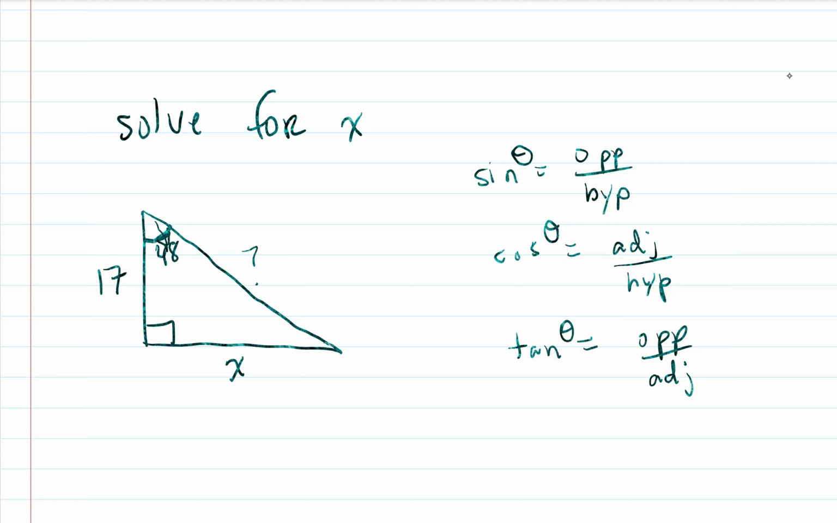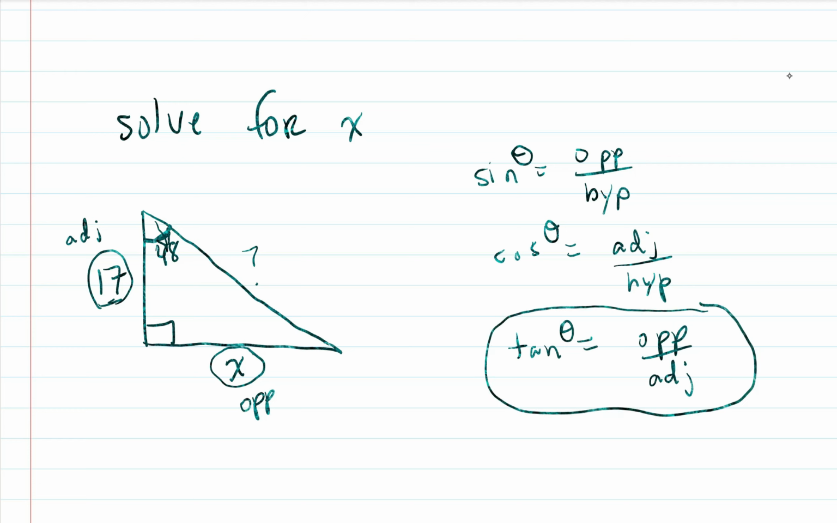We're asked to solve for x, but what side is that? Well, the side opposite the 48 degrees is the opposite. And the 17, relative to the 48 degrees, is an adjacent side. So we're given opposite and adjacent, and that would tell me to use the tangent. I surely can't use the other two because we don't know the hypotenuse, and you need the hypotenuse for the other two. So I would only use opposite over adjacent.